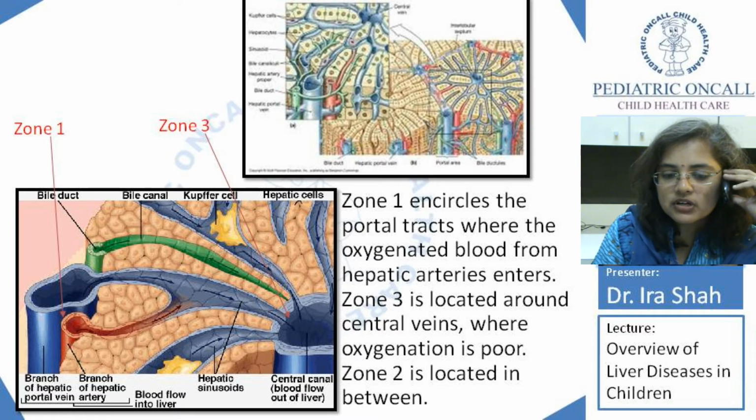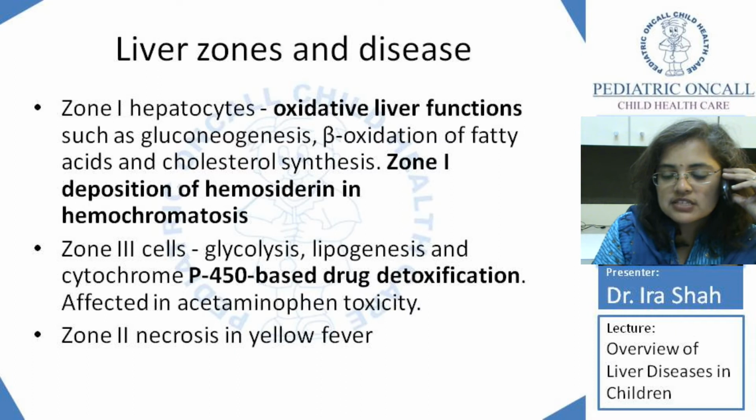Zone 1 is near the portal tract and zone 3 is near the central vein. So anything which affects the central vein, like Budd-Chiari, you are going to get problems near zone 3. In neonatal cholestasis, you usually get problems near zone 1. Autoimmune hepatitis is interface hepatitis in zone 1. Zone 3 is also the area where oxygenation is poor. Zone 1 is usually affected in cases of hemosiderosis. Zone 3 is usually affected in paracetamol poisoning, and zone 2 in cases of yellow fever. And that's why your liver functions differ in all these conditions.